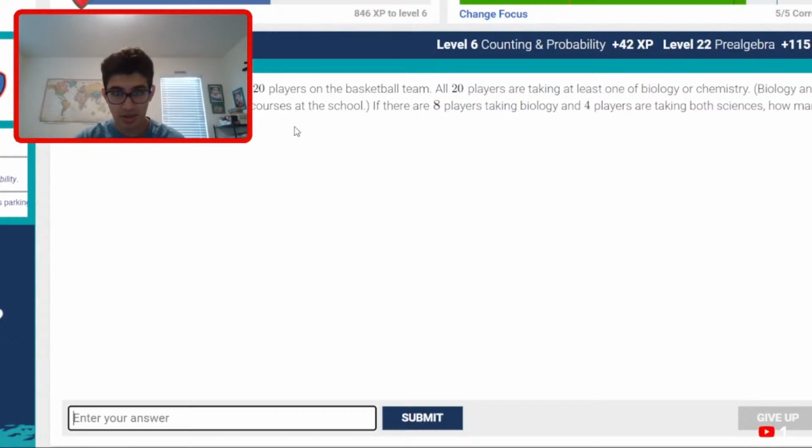There are 20 players on the basketball team. All 20 are taking at least one of biology or chemistry. If there are 8 players taking biology and 4 taking both sciences, how many players are taking chemistry? Right, so basically it'll be 16 because the 4 people are getting counted twice. So in total, biology plus chemistry will be 20 plus 4. So it's 24 minus 8, which is 16.